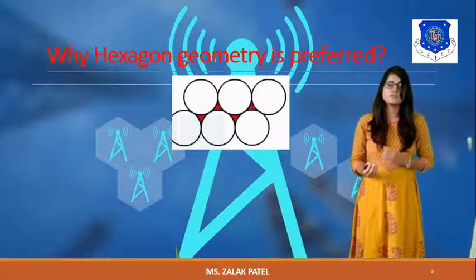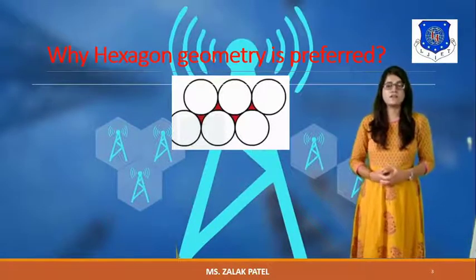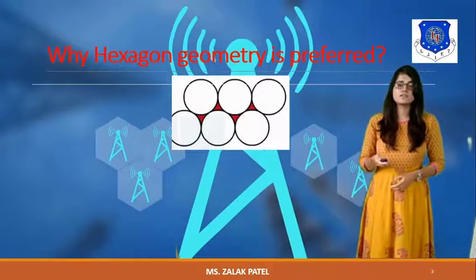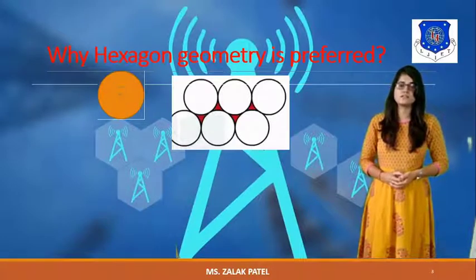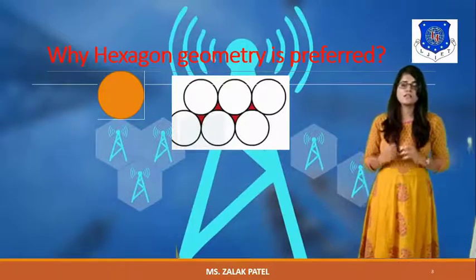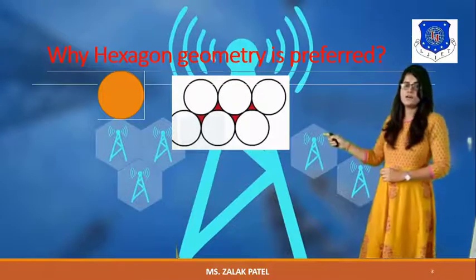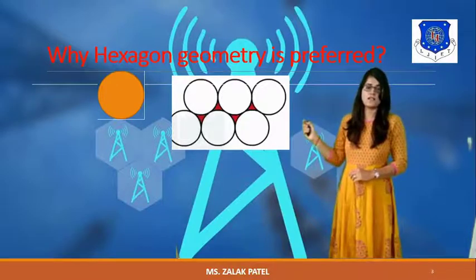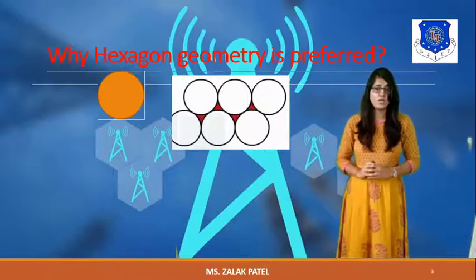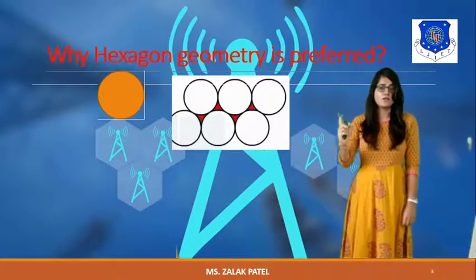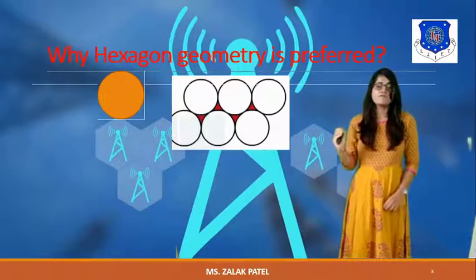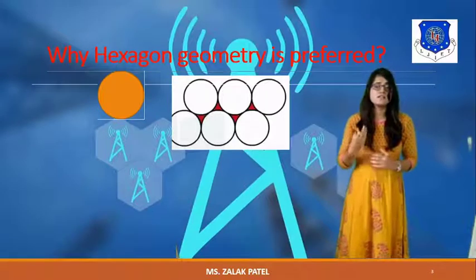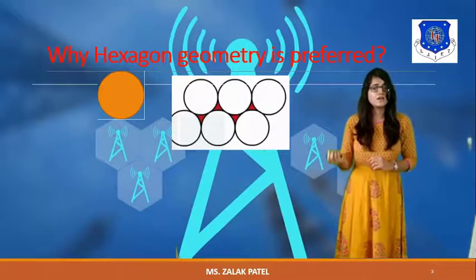Now the question is why hexagon geometry is generally preferred over the other shapes that could be used. First let's talk about the circle shape. If you take the circle shape, you can see in this figure that there may be spacing between adjacent cells, or we can say that in that particular area the overall circular pattern is not created, and at that portion the range is not covered, which is not desirable.